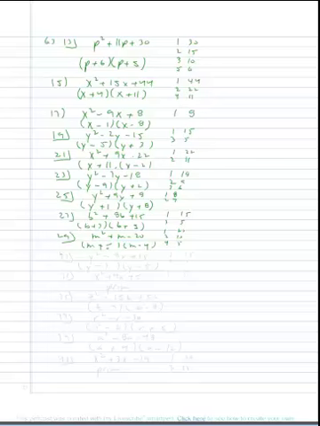31. y squared minus 8y plus 15. Factors of 15, 1 and 15, 3 and 5. I need those to add up to 8. This time they're both negative, so it's y minus 3, y minus 5. Again, the constant term is positive, so we need those factors to add up to the linear term.